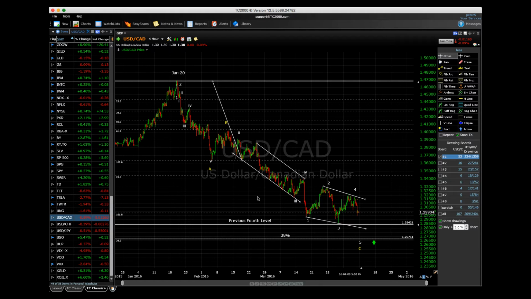So this is the US dollar, Canadian dollar, and this is a 4-hour chart. I've been watching this. Actually, I'm short right now. I got short just at this fourth wave turn here, and this is heading down. I think we're going to get down to the bottom here.